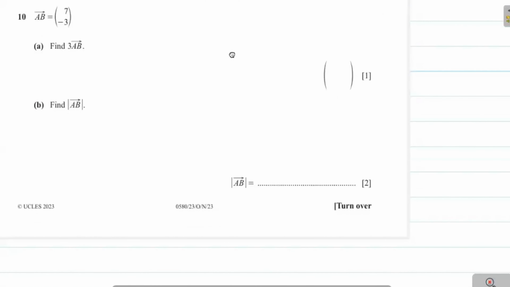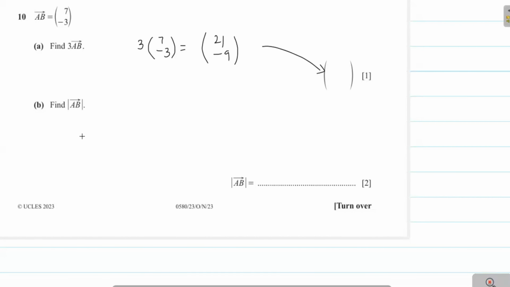AB vector equal to (7, -3). Find 3 times AB. We can write this as 3 times vector AB, which is 3 times (7, -3). That will be equal to (21, -9), and this is the answer.